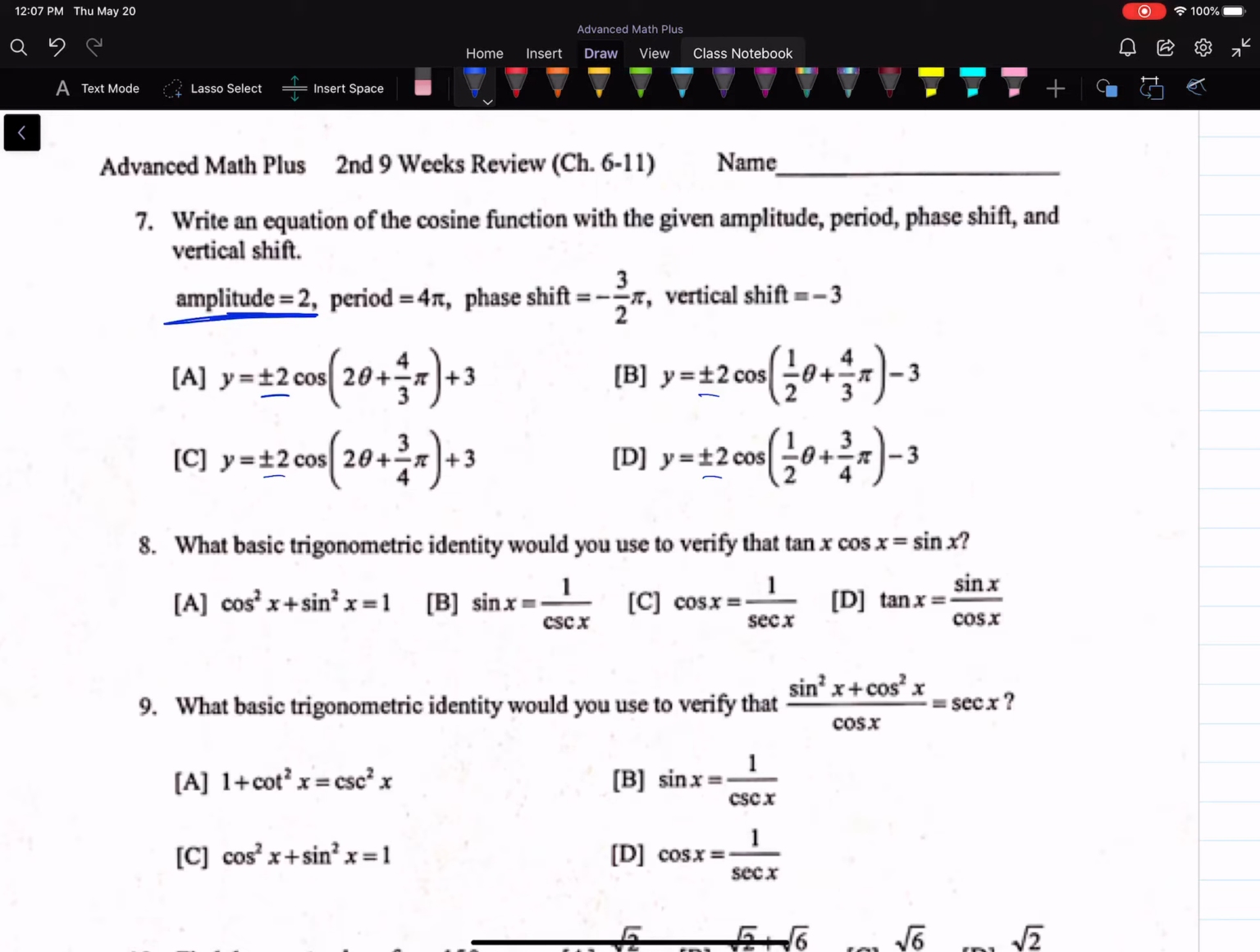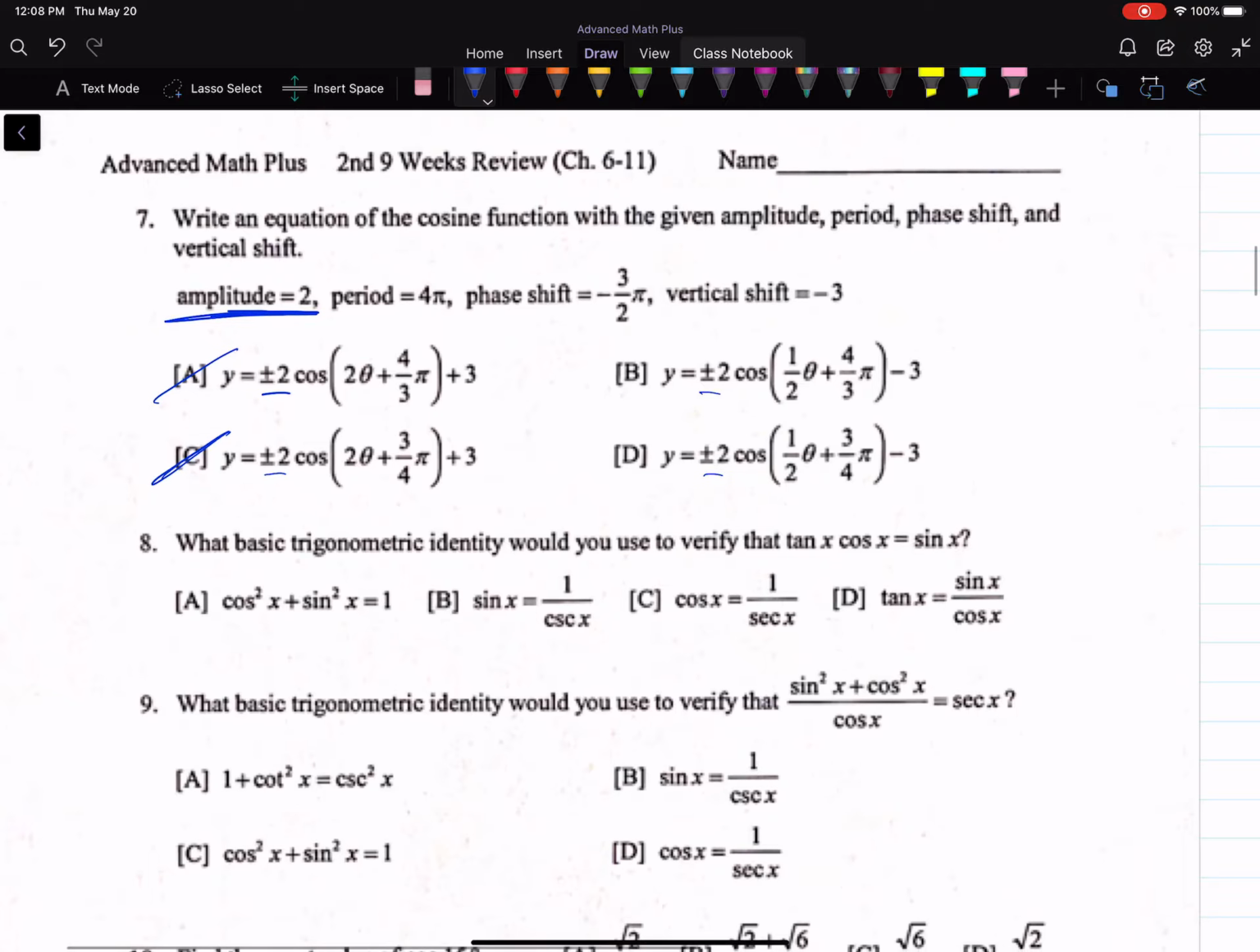The vertical shift is where I would go next. That's the one that's on the end. It's -3. So which one of those are -3? B and D. So it can't be A or C. It's got to be either B or D. And if you notice, I really don't have to worry about the period. Again, I'm going to do it just to show you, but both of my B and D both have the same thing for K. So I'm going to find K, but I'm only finding K in order to find C.